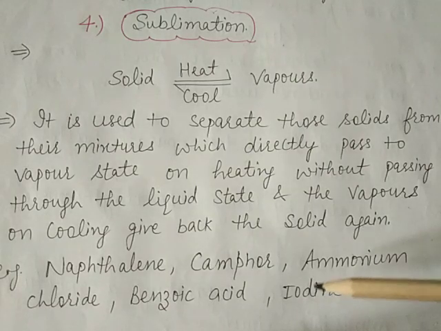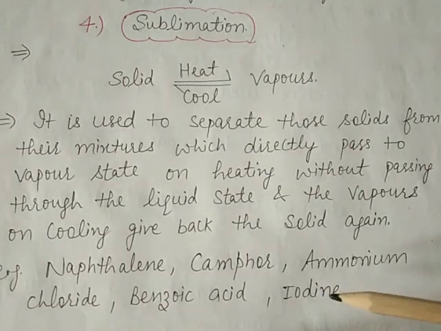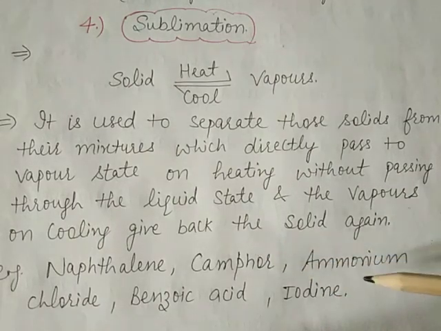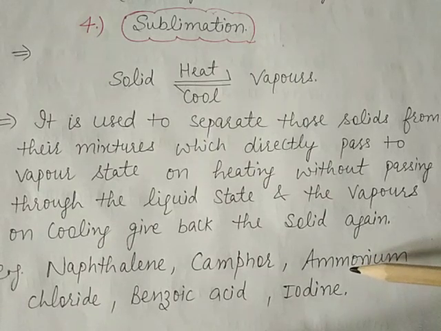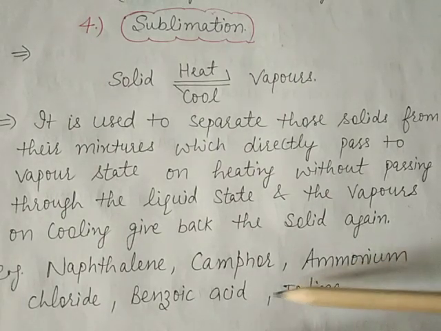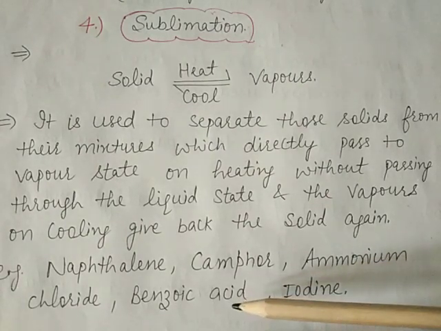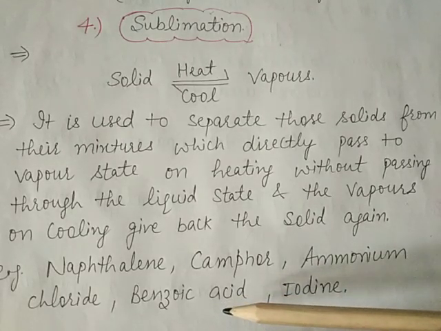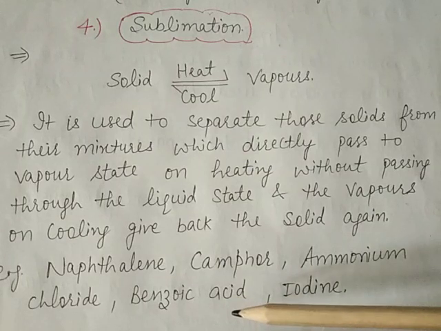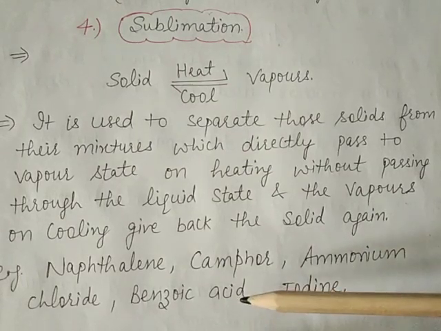In this sublimation method, we take one example. A mixture of ammonium chloride, which undergoes sublimation, and sodium chloride, which cannot undergo sublimation. How is it separated?